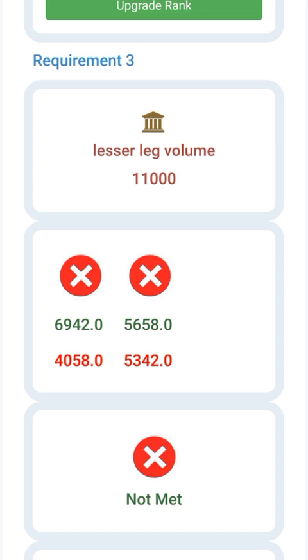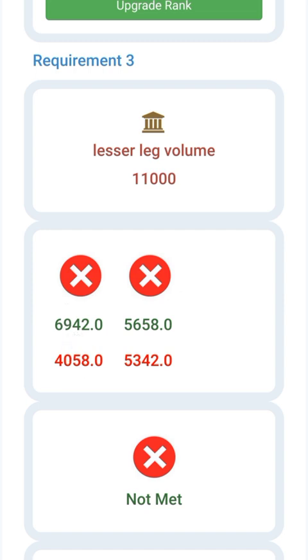So as these PVs are increasing, at least it's also working towards helping you qualify for your rank. Like as it is now, you can see that this person's current PV on the left is 6,942 PV, and the current PV on the right is 5,658 PV. So you can see this self-help service will even let you know what is left.